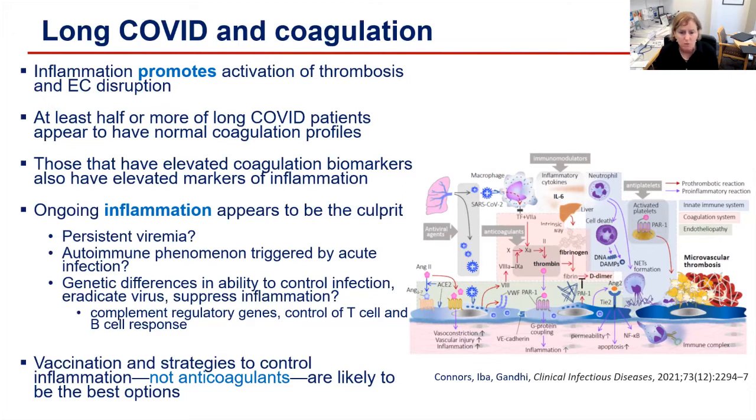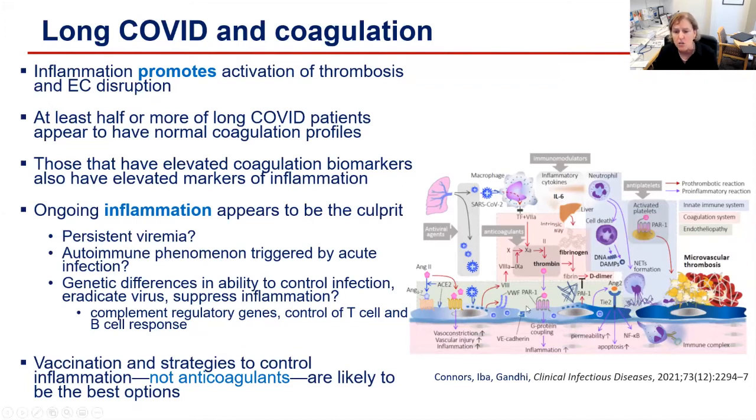And this can be due to a variety of factors that have been discussed and will be discussed, whether it's persistent viremia, whether it's autoimmune phenomena that are triggered by acute infection, or whether what I think might be a culprit is genetic differences in ability to control infection, eradicate the virus, and suppress inflammation, including mutations or differences in complement regulatory genes, control of T cell and B cell response. So I think vaccination and strategies to control inflammation and not anticoagulants are likely to be the best options.